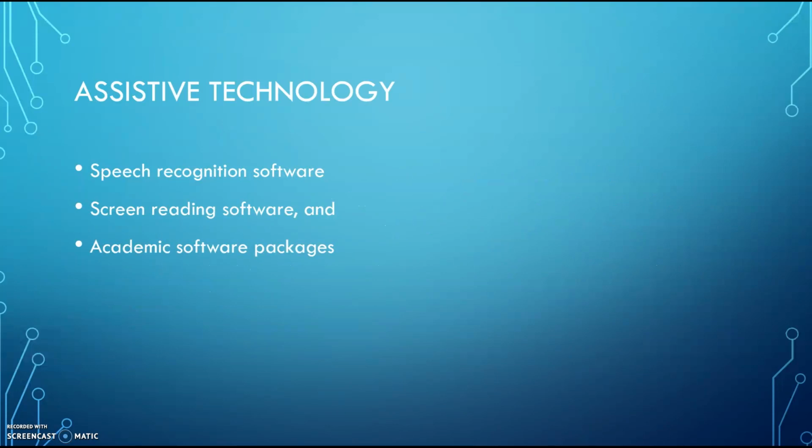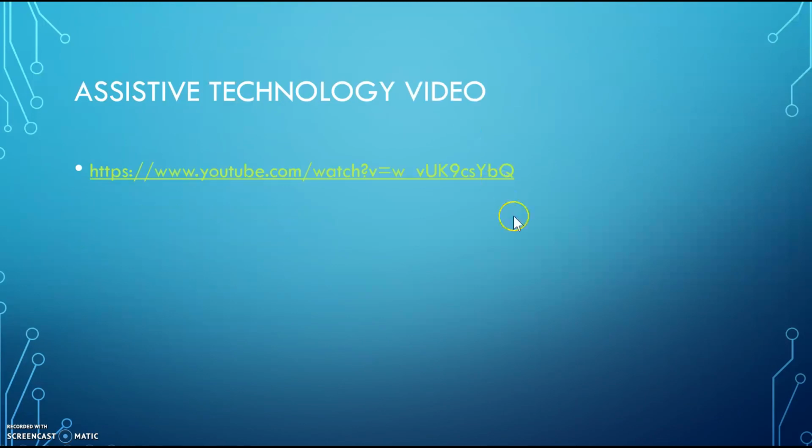So here's the assistive technology that I said we would speak about. There are three different things: speech recognition software, screen reading software, and academic software packages that the school provides. And here is a short video clip about the speech recognition software. It's speech to text. So let's go ahead and go to the video.